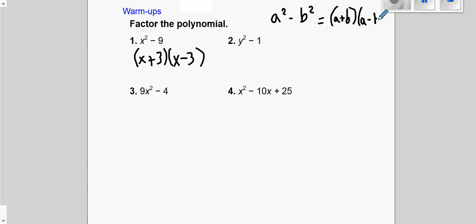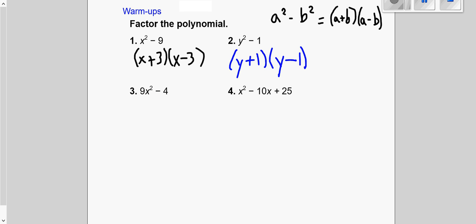All right, factor number 2. y squared is a perfect square, and the number 1 is a perfect square. So the square root of y squared is y. Square root of 1 is 1. We get y plus 1 times y minus 1. Follows the pattern.